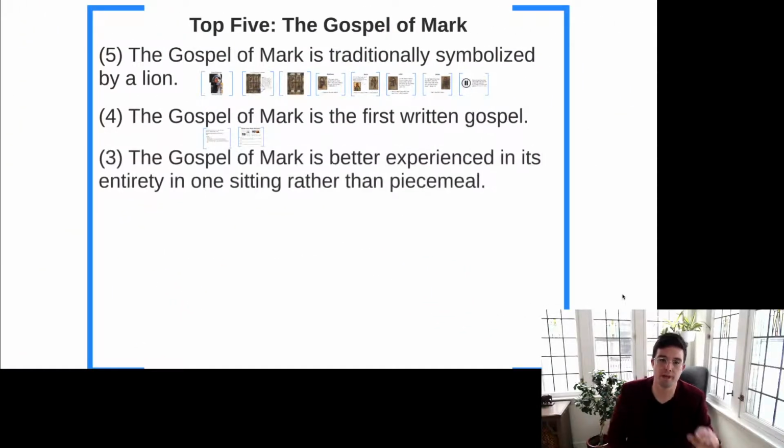So, number three here, the Gospel of Mark is better experienced in its entirety in one sitting rather than piecemeal. So one of the things I'm asking you to do for this week is sit down and read the Gospel of Mark in one sitting, as you would a novel or a short story. This will probably take you about an hour and a half to 2 hours. You may have already done this at this point. But what you should find is that different things really come out, different themes, different repetitions, are revealed to you as you sit and hear or read the Gospel of Mark in one sitting.